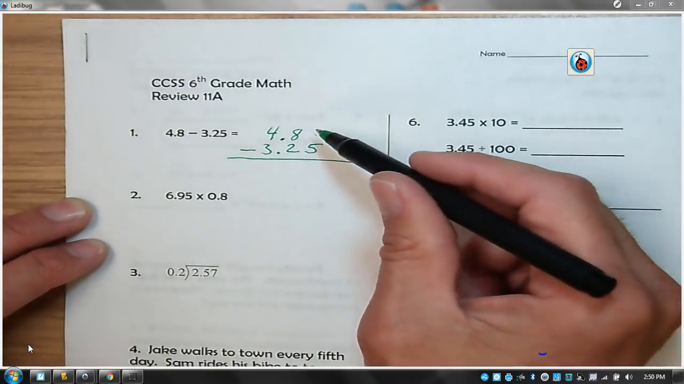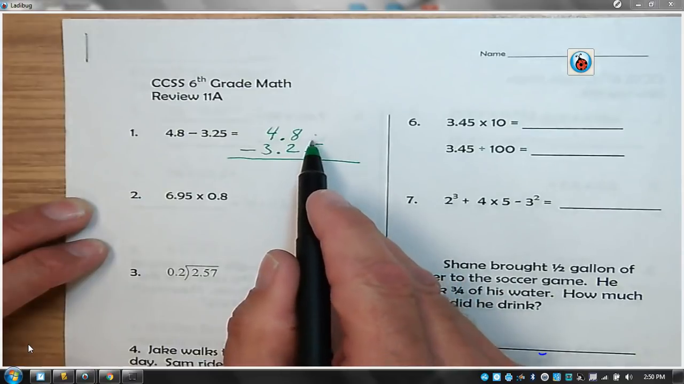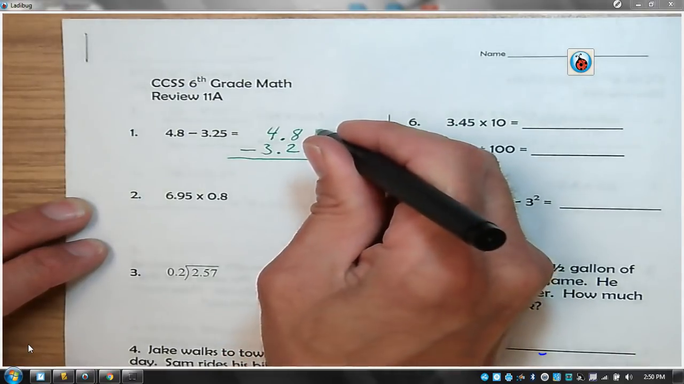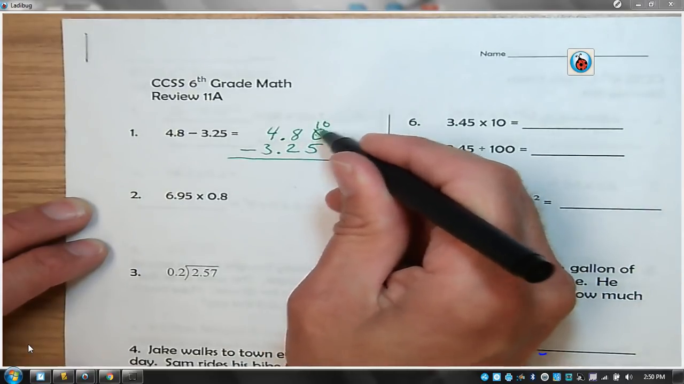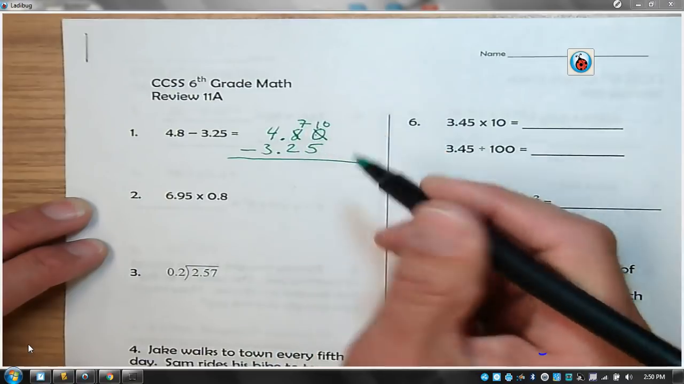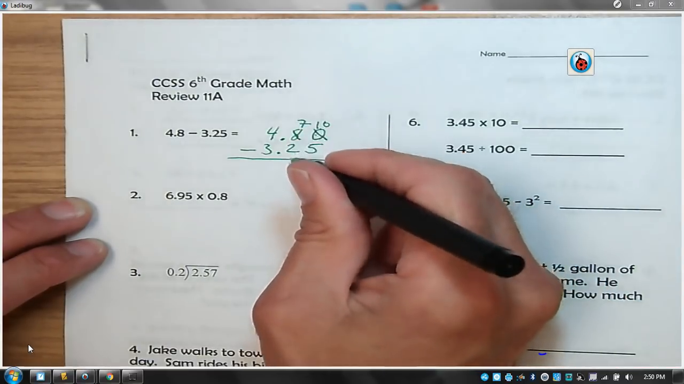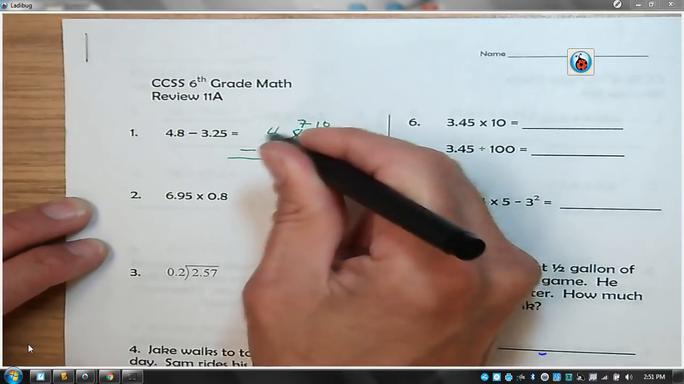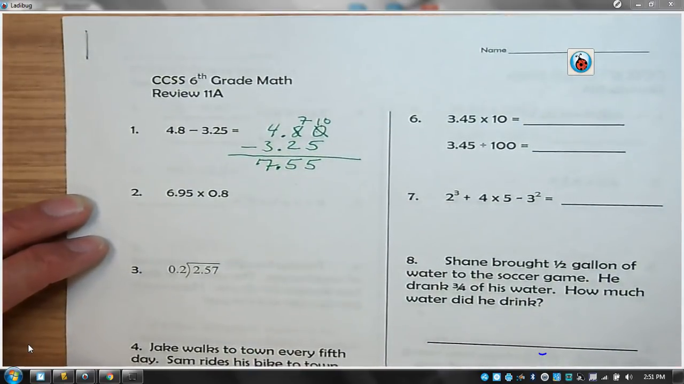Now, you notice here that the biggest mistake that I see kids do in this case is 0 minus 5 is 5. You can't do that. You have nothing here, so you're going to have to borrow. So this 0 becomes a 10, the 8 becomes a 7, and we're good to go. 10 minus 5 is 5. 7 minus 2 is 5. Drop down the decimal, and we have a 7. So 7.55 is that answer.